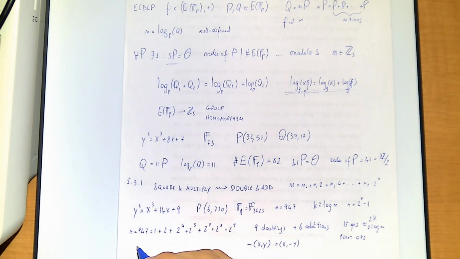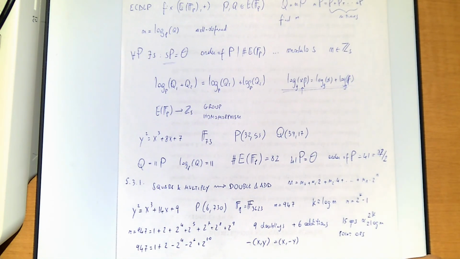In this particular case, 947, in fact, I can write as 1 plus 2 minus 2 to the 4 minus 2 to the 6 plus 2 to the 10. So you see that instead of taking 15 operations, this takes fewer. In this particular example, we can do 10 doublings plus 4 additions, and this leads us to 14 operations.